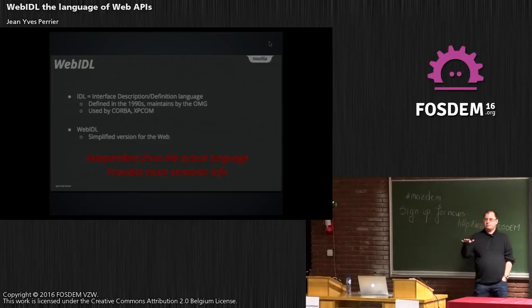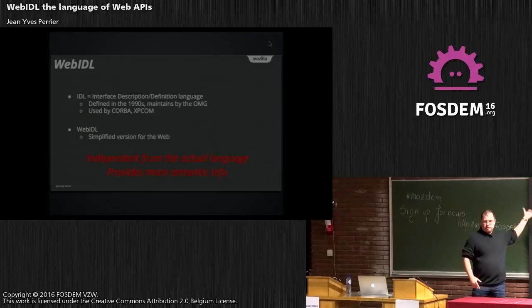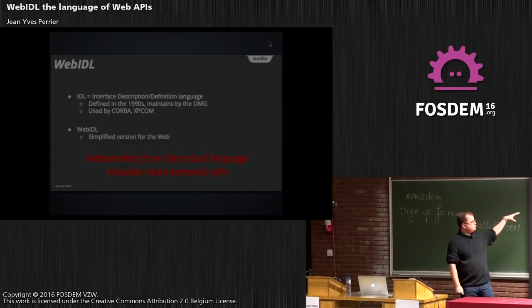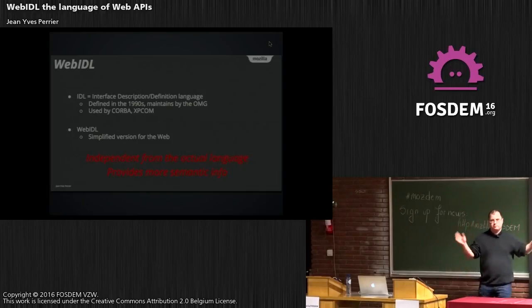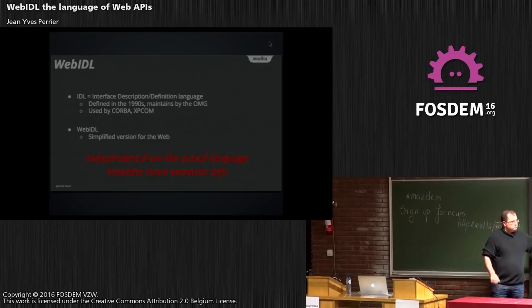So WebIDL comes from long ago, in the 90s, another millennium, where to describe interfaces, the OMG decided to create a new language called Interface Description or Definition Language. It depends on the version. And this has been used in middleware like CORBA or XPCOM. That means that you describe how a system is working, but you don't constrain it to a specific language.